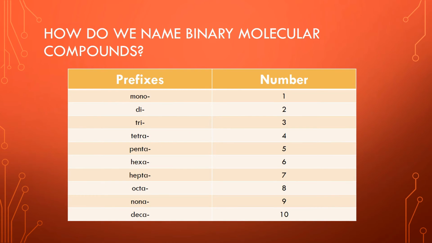Your common prefixes are here. 1 is mono, 2 is di, 3 is tri, tetra is 4, penta is 5, hexa is 6, hepta is 7, octa is 8, nona is 9, and deca is 10.